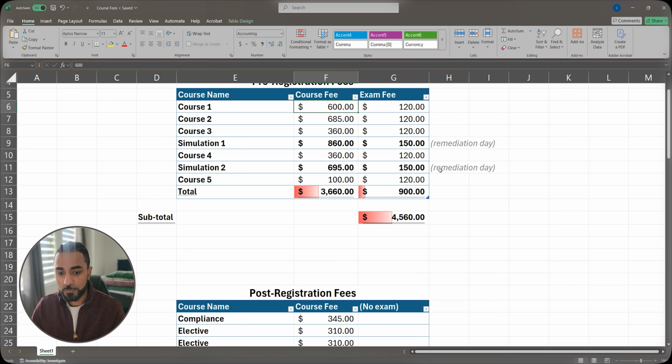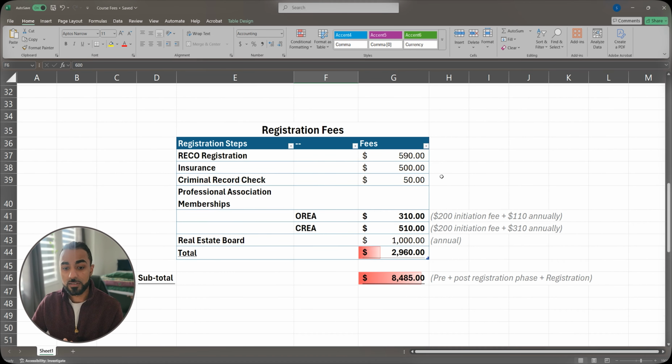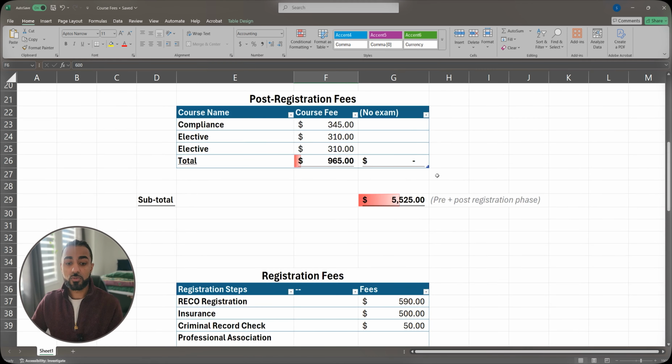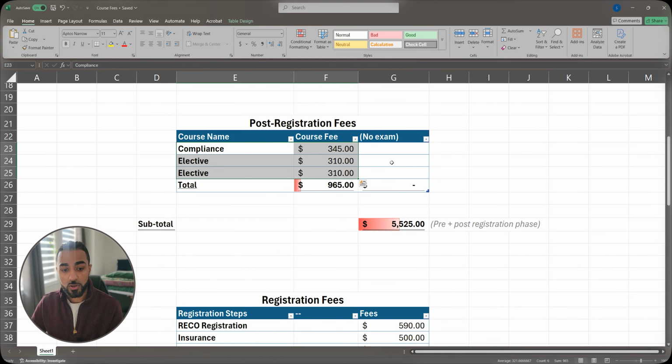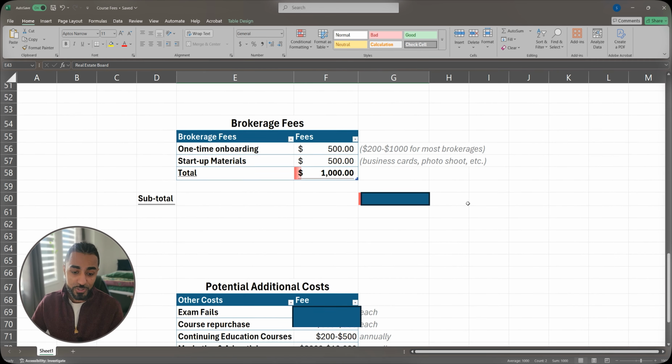Okay. So we've done all the fees so far, right? We got our license. We paid for all of these additional electives that we have to do. And we've gotten registered, right? We did RICO registration, our insurance, our record checks. We're registered with ORIA, and we're registered with the real estate board. So we're almost done. There's a little bit more left. And that is finally the brokerage fees.